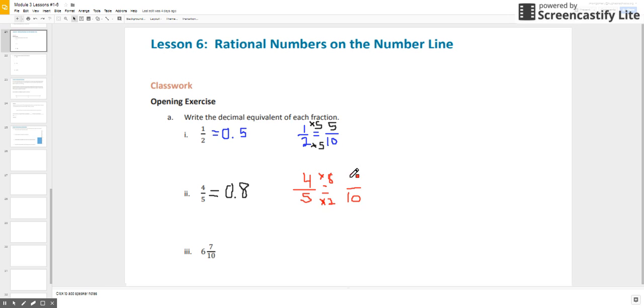And if we read this fraction, oops, I put 8 up there. The answer should be 8. Let's go ahead and erase that. I apologize, I'm getting ahead of myself. When you multiply the bottom, of course, you have to multiply the top. And of course, this is 8/10. The decimal equivalent, remember, is called 8/10 or 0.8.